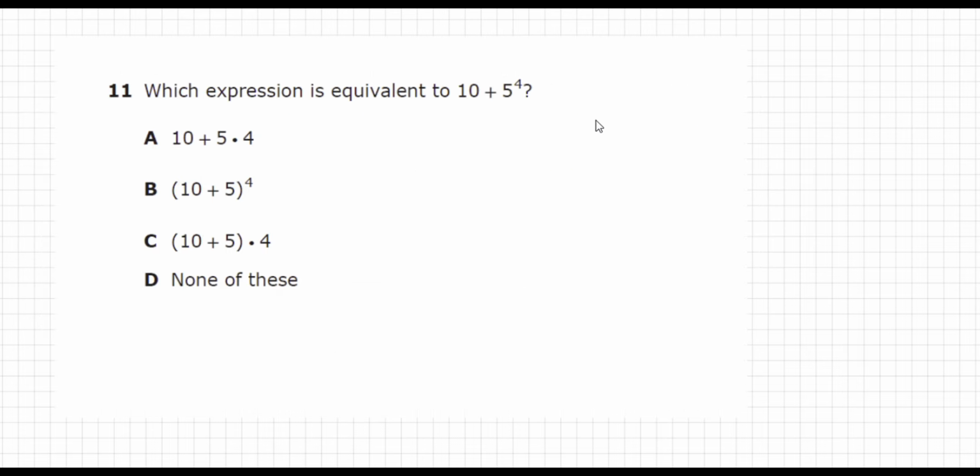Question number 11. Which expression is equivalent to 10 plus 5 to the 4th power? The expression 5 to the 4th power signifies 5 multiplied by 5, multiplied by 5, multiplied by 5. None of these are correct, therefore, D is the correct answer.